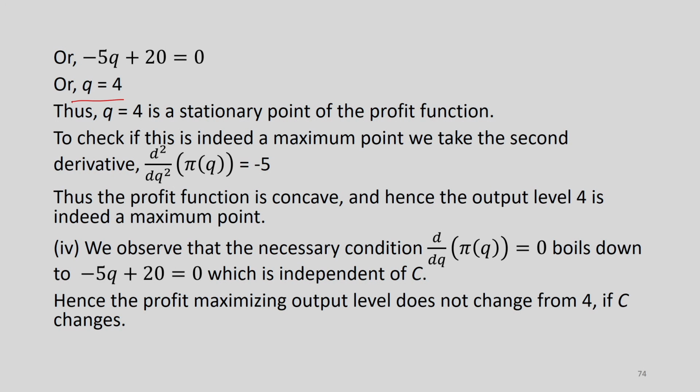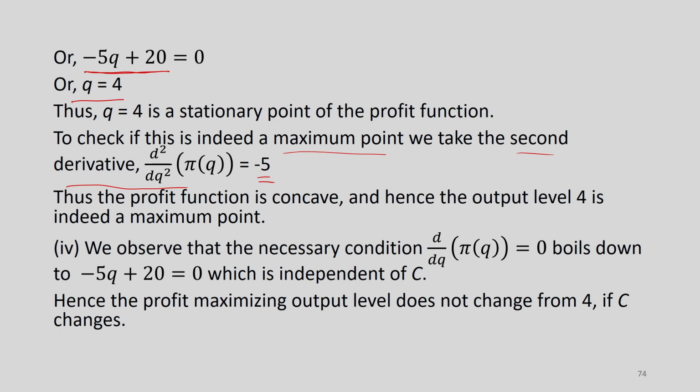Now, Q is equal to 4 is a stationary point, right. At this point the first order condition is satisfied, we do not know whether it is being maximized or minimized. So, to check for that whether we actually have a maximum point, we take the second derivative of the profit function and if we do so, this basically means that this expression minus 5 Q plus 20 has to be differentiated once more and we get minus 5 and which is negative. If it is negative, profit function is concave and therefore, we are actually getting a maximum point at Q is equal to 4.